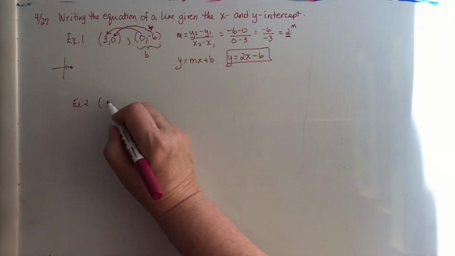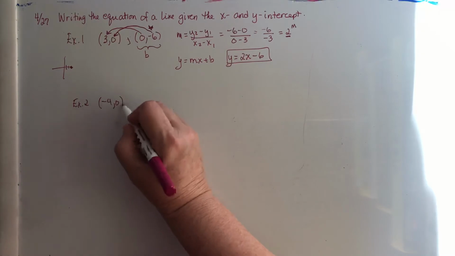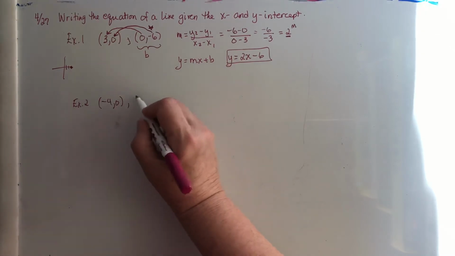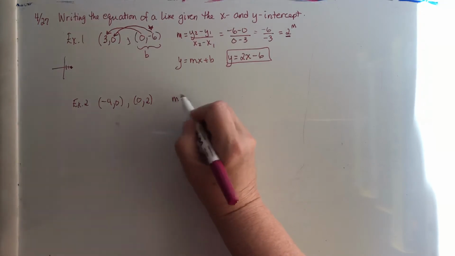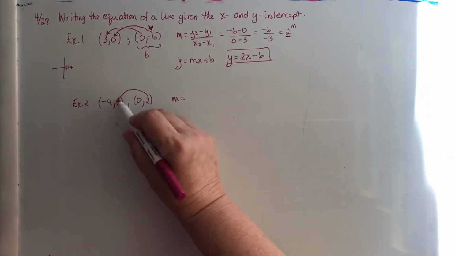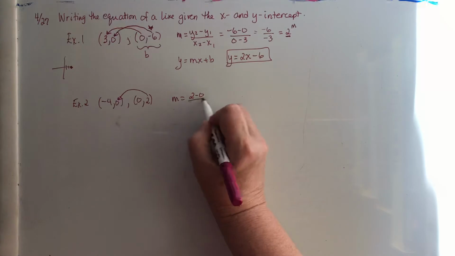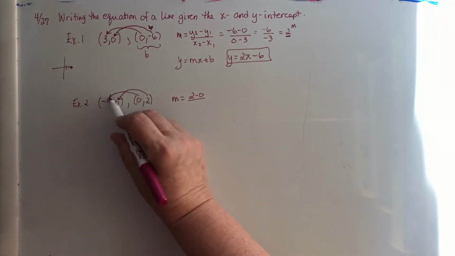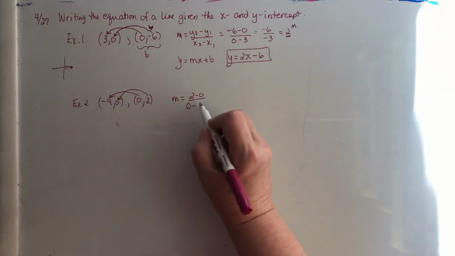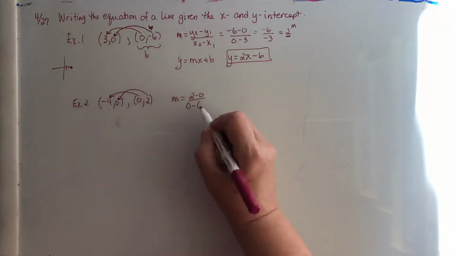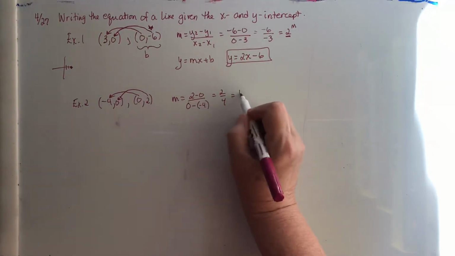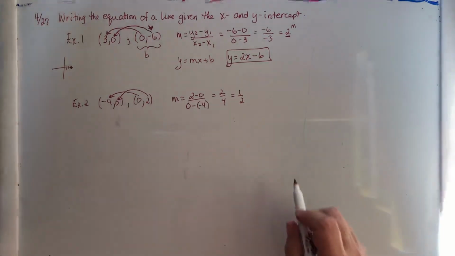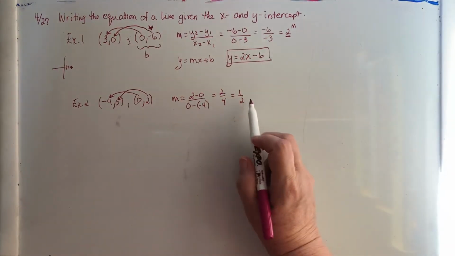Suppose our 2 points are (-4, 0), and I'm just trying to throw in as many negatives as possible, and then (0, 2). So our slope is going to be y2 minus y1, so that's 2 minus 0, over x2 minus x1. And so we've got to be careful here. 0 minus a -4. So that's going to be 2 over 4, which is 1/2. So we have a slope of 1/2.